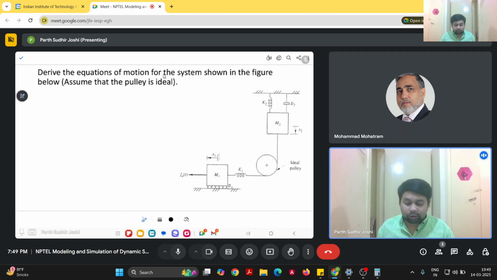Next, again, we have another mechanical system here. So we can again use the same approach as the earlier one. We'll just draw the free body diagram, show the forces, and use Newton's second law. That's the general procedure here as well. So let's start with the free body diagram.